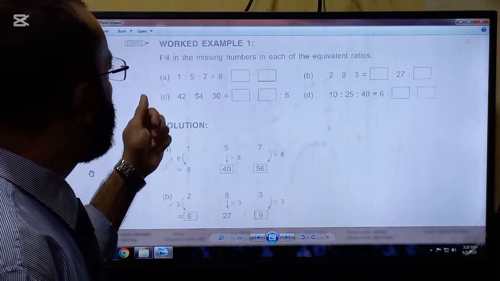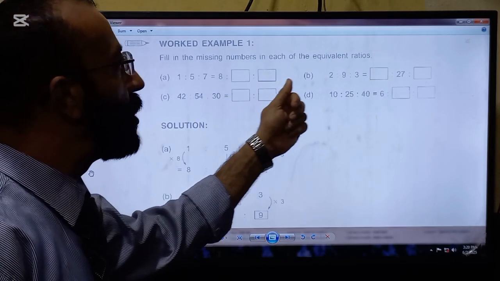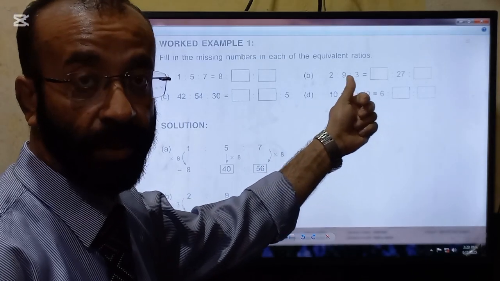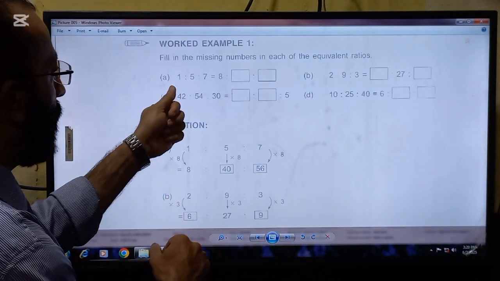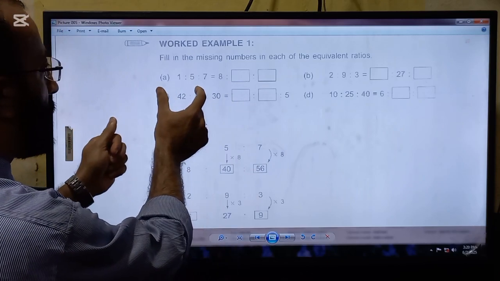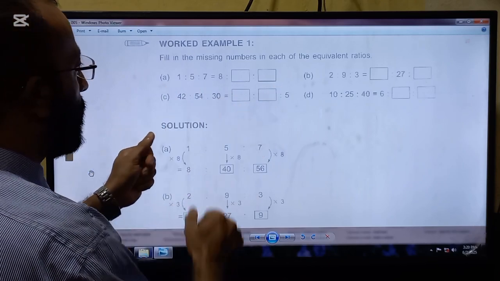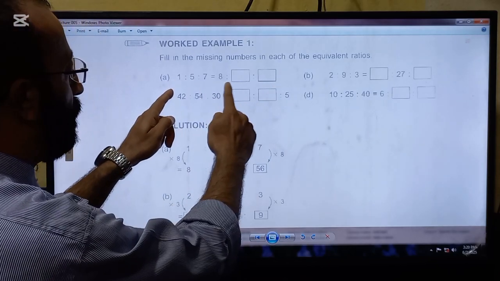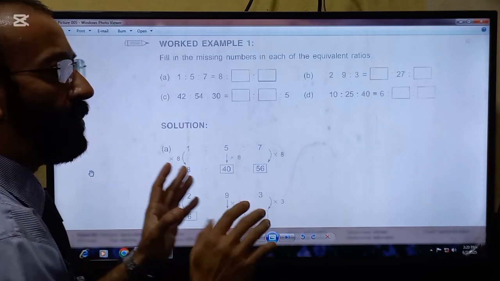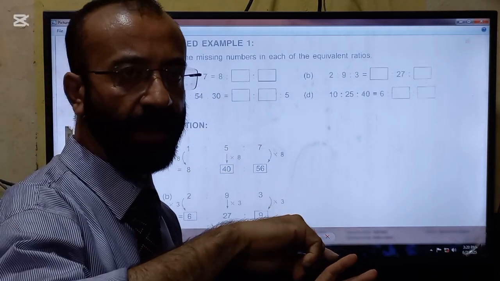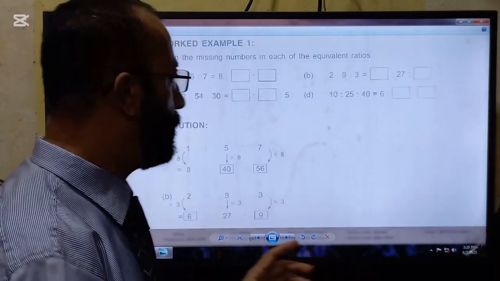Here is another question. Fill in the missing numbers in each of the equivalent ratios. So equivalent ratio is given. So the first value in both ratios is given. One ratio is given on the left side, one is on the right side, and the first number of both ratios is given, that is 1 and 8. So we will look at the pattern.